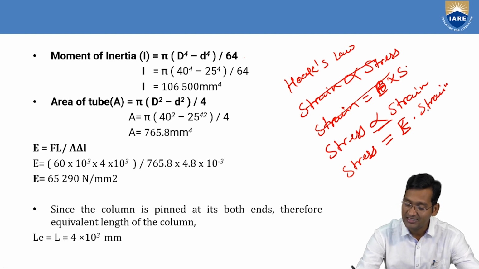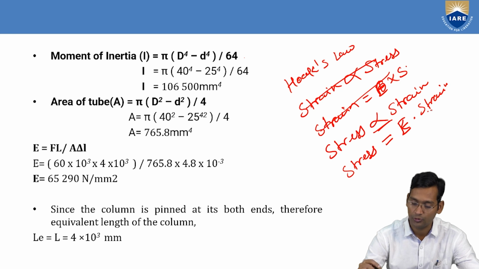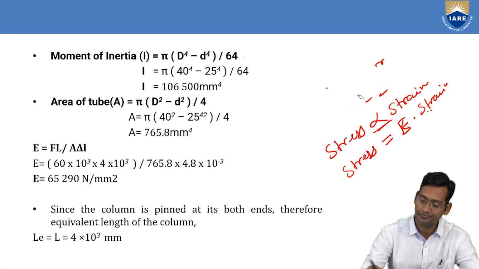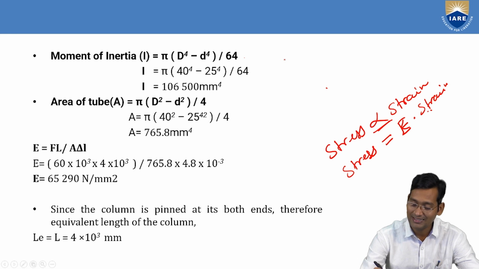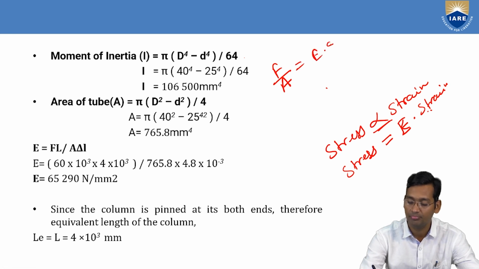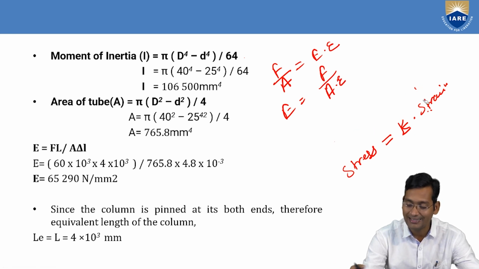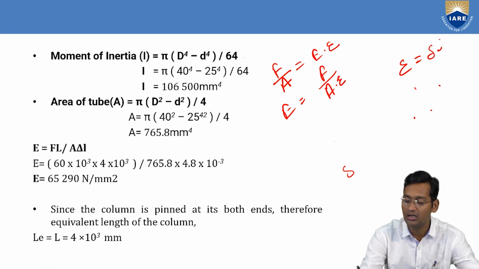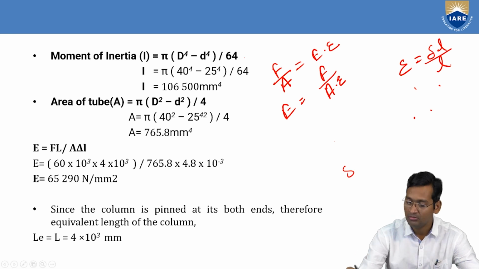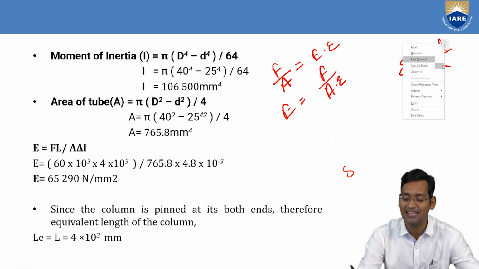Now, strain is what we have to find. Stress is force per unit area, which equals E into strain, epsilon. So E will be equal to F by A divided by epsilon, that is strain. Now what is strain? Strain epsilon equals delta L by L, that is change in length by original length.